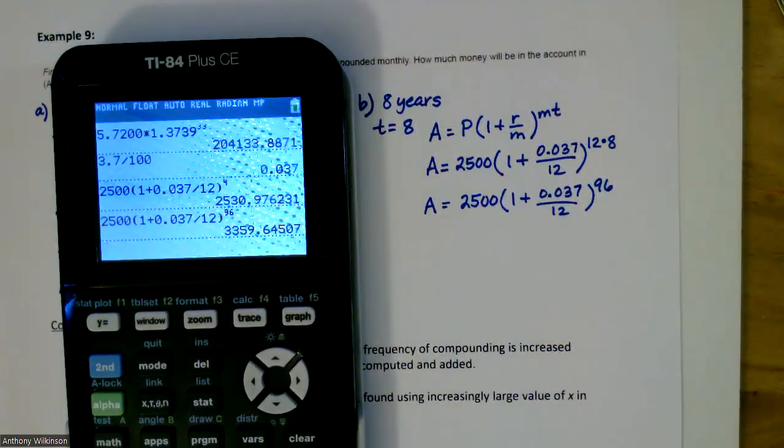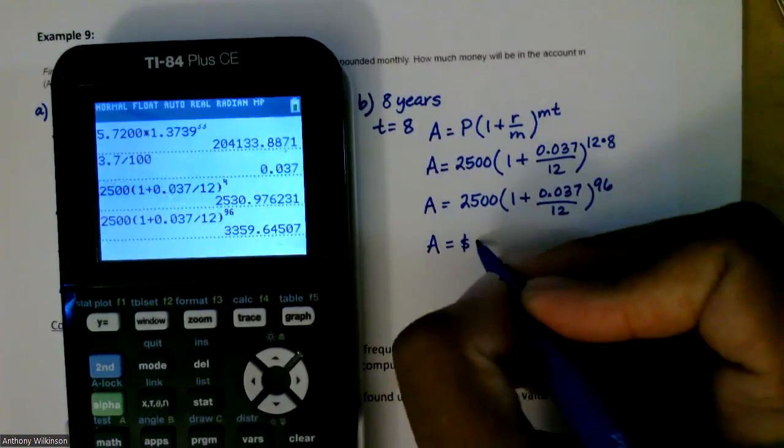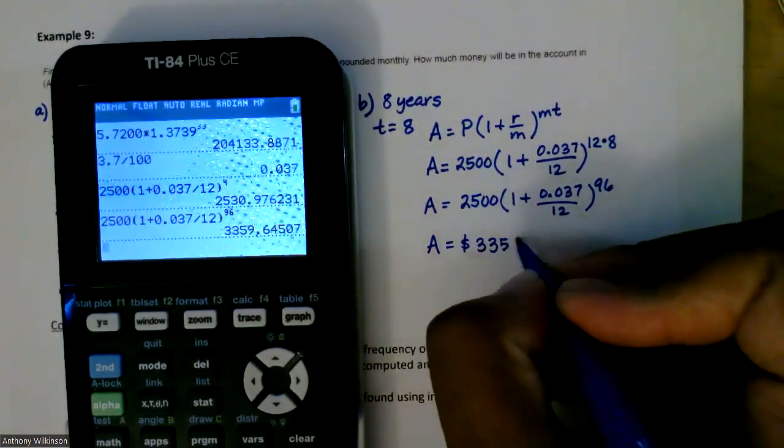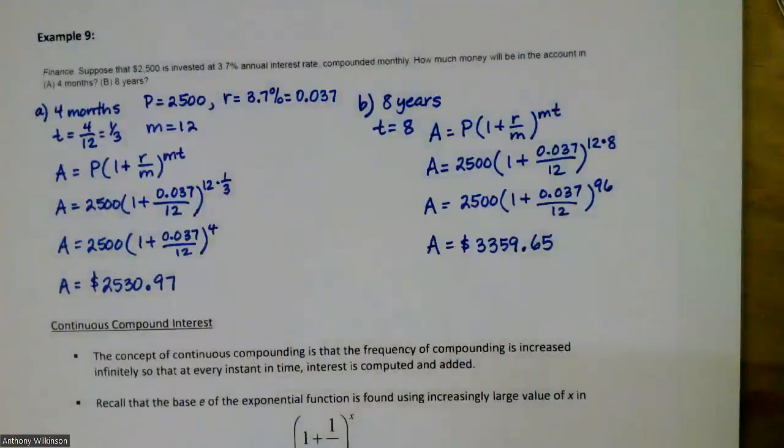To 2 decimal places, that would be $3,359.65. That would be the amount that would be in the account for a $2,500 investment at 3.7% compounded monthly after 8 years.